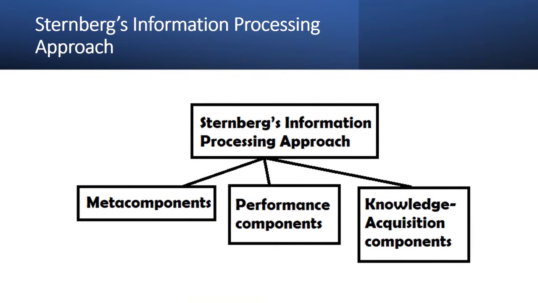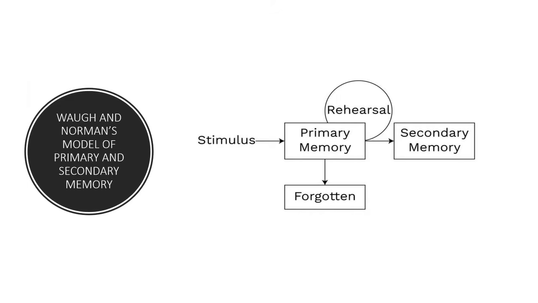Now moving on to the 4th unit, Vaughan-Normand's model of primary and secondary memory. So in this unit, we have some explanations about what is a primary memory, what is secondary memory and all. That question can come as a 3-mark question as well. Apart from that, you needed to explain this diagram in detail.